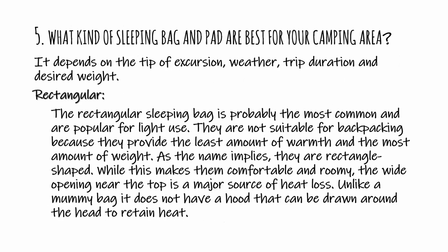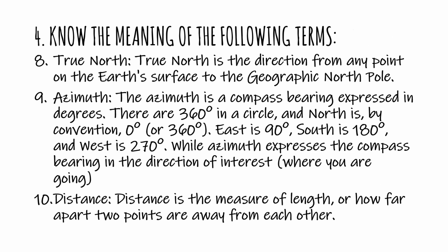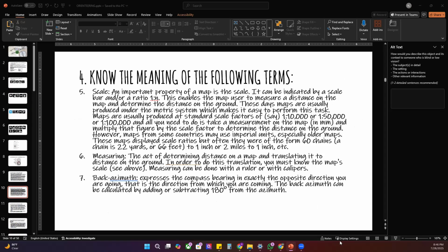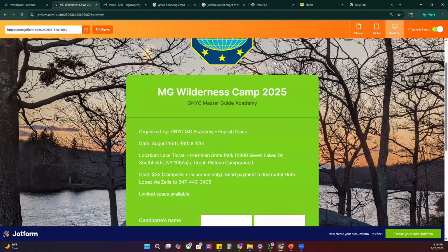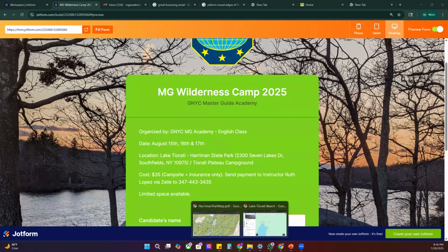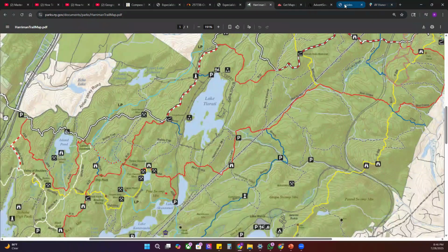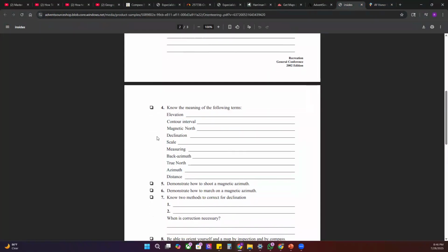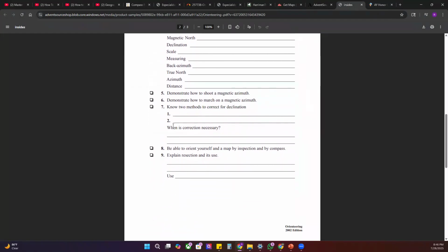Number 5, what kind of, and this is the last question we're going to do, what kind of a sleeping bag? Oh, sorry, no, this is from another. We covered up to number 4. Let me go to the worksheet. Right? 5 and 6, they say demonstrate. So these are things that we need to do in the field.